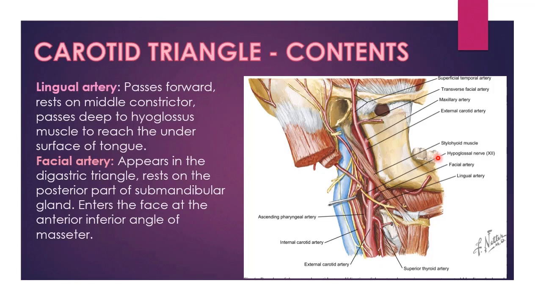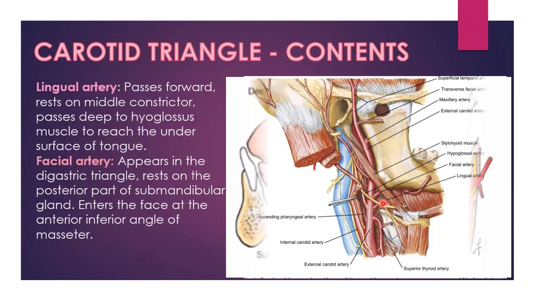Then in the face it gives the superior labial artery, the inferior labial artery, and finally it terminates as the angular artery, anastomosing with the dorsal nasal branch of the ophthalmic artery. That we will see in the face class, the course of the facial artery in the face. So that is about the superior thyroid, lingual, and then the facial artery.